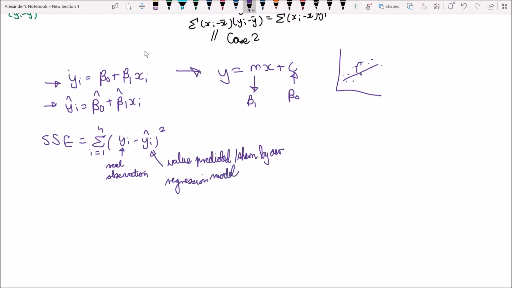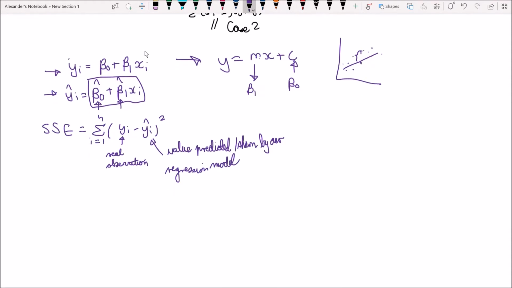So we want to minimize this, and this is a quadratic equation. So let's plug it in, expand this thing, and then take the derivative. We know this result, and we're interested in deriving beta 0 hat and beta 1 hat because we want to derive the estimators for our model.